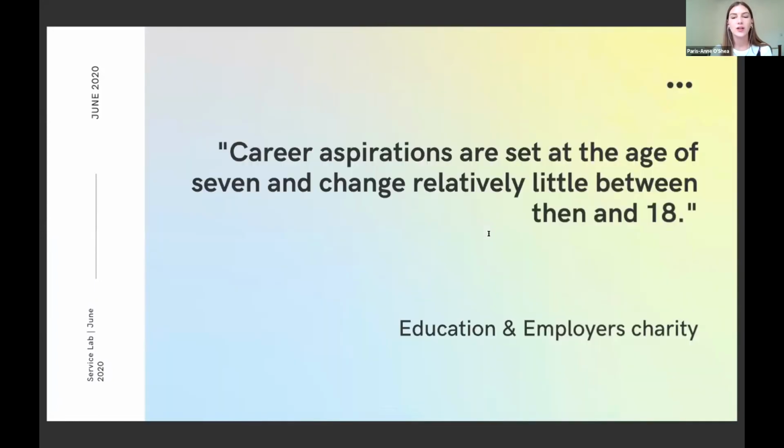The Education and Employers charity did a project, and they discovered that career aspirations are set at the age of 7 and change relatively little between then and 18 years old. Based on the fact that it's external factors that really motivate the things that we aspire to become, not all career aspirations are created equal. We actually prepare children from disadvantaged, uninspiring backgrounds who lack role models for careers that perpetuate the cycle of poverty.